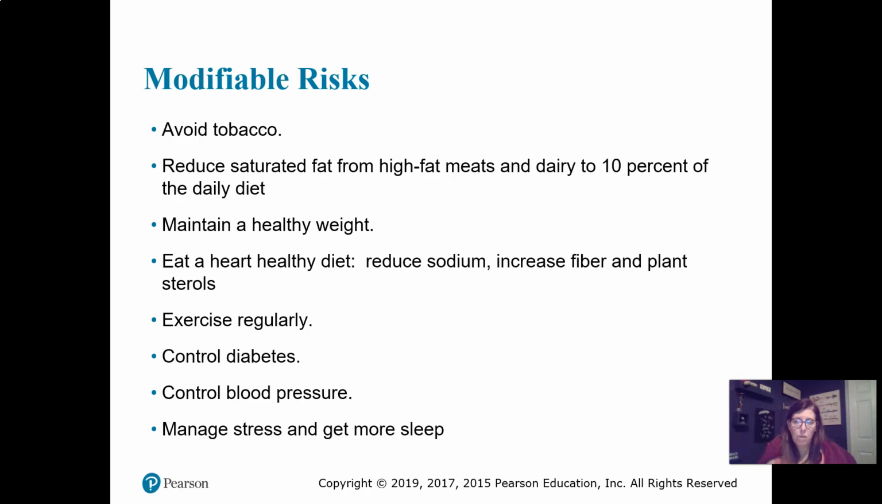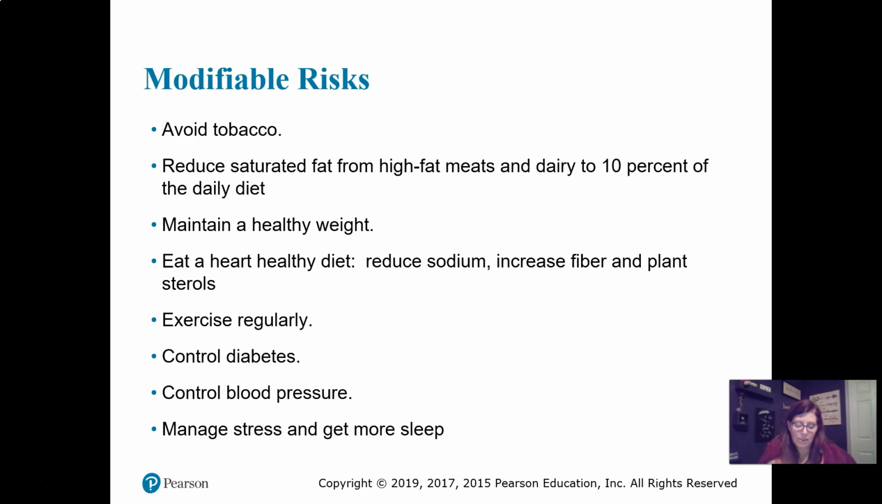So there are modifiable risks for CVD. Avoid tobacco. Cigarette smokers are 2 to 4 times more likely to develop CVD than non-smokers. And smoking doubles a person's risk for a stroke. Reduce our saturated fat from high-fat meats and dairy to 10% of the daily diet.